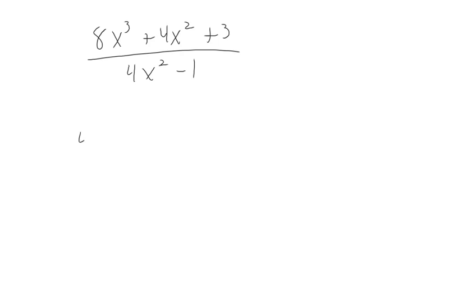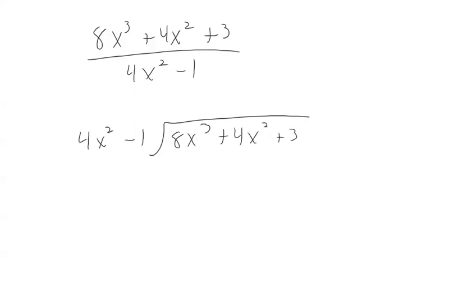So I do 4x squared minus 1 divided into 8x cubed plus 4x squared plus 3. Right? And now what I do is like these little rules over here, draw a dashed line. And I always make a joke of this, but I call this my scrap paper.